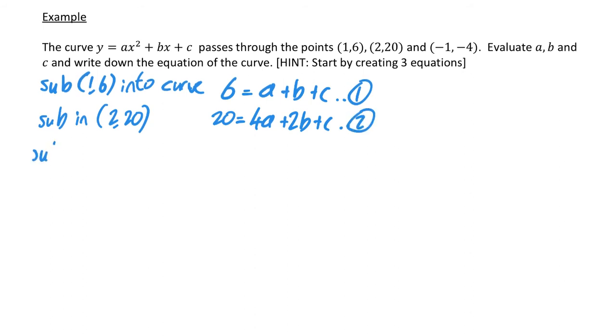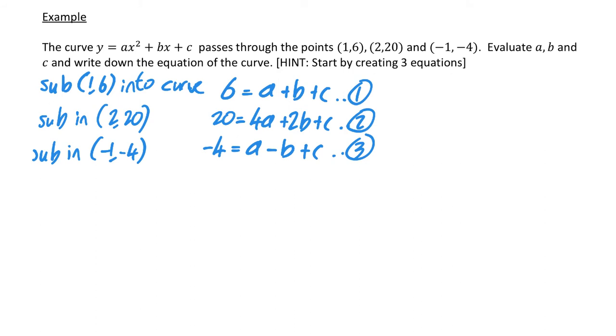And then we're going to sub in your last point, which is (minus 1, minus 4). Now take care in this one. This is where people will make mistakes. Minus 4 is equal to a times minus 1 squared. Now minus 1 squared is where people will make mistakes. Minus 1 times minus 1 is plus 1, so that's just a. And then it's going to be b times the minus 1, so it's just minus b, and then plus your c, and that's your equation 3.